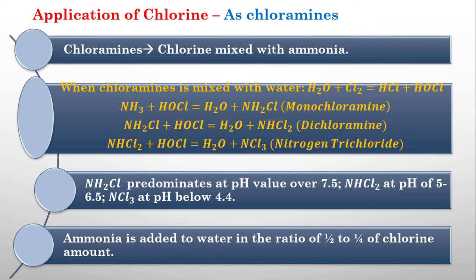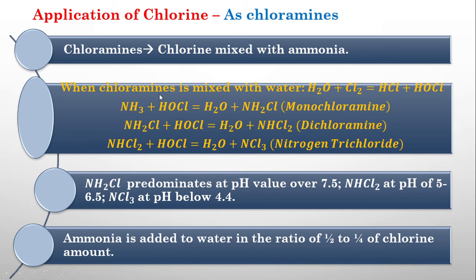Second product is chloramines. Chlorine can be applied by combining it with ammonia. That is known as chloramine. Chlorine mixed with ammonia, we can apply this product also for disinfection. So first we will apply chlorine. When chlorine reacts with water, it will give us HCl and HOCl, hypochlorous acid. Then we will mix ammonia to that.